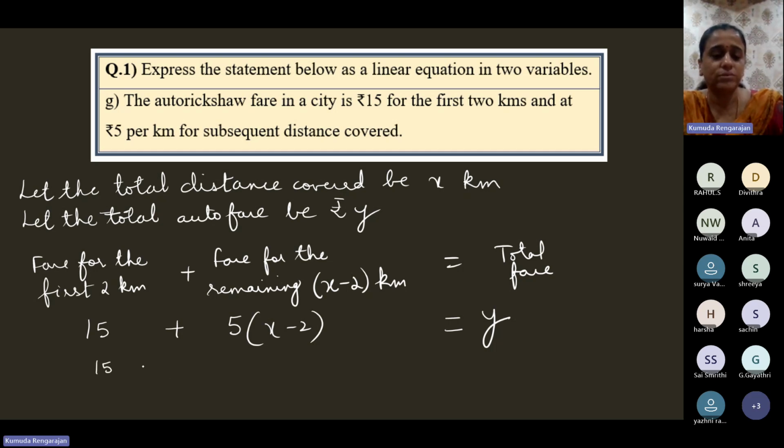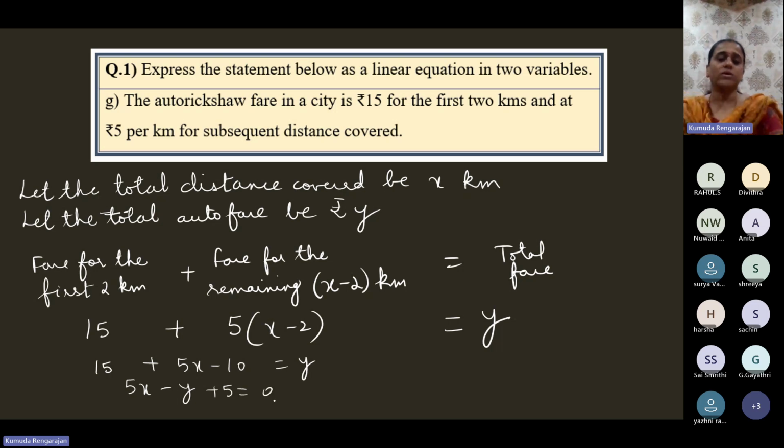So 15 plus 5x minus 10 is equal to y. So 15 minus 10 is 5. So 5x minus y plus 5 is equal to 0 is the required equation.